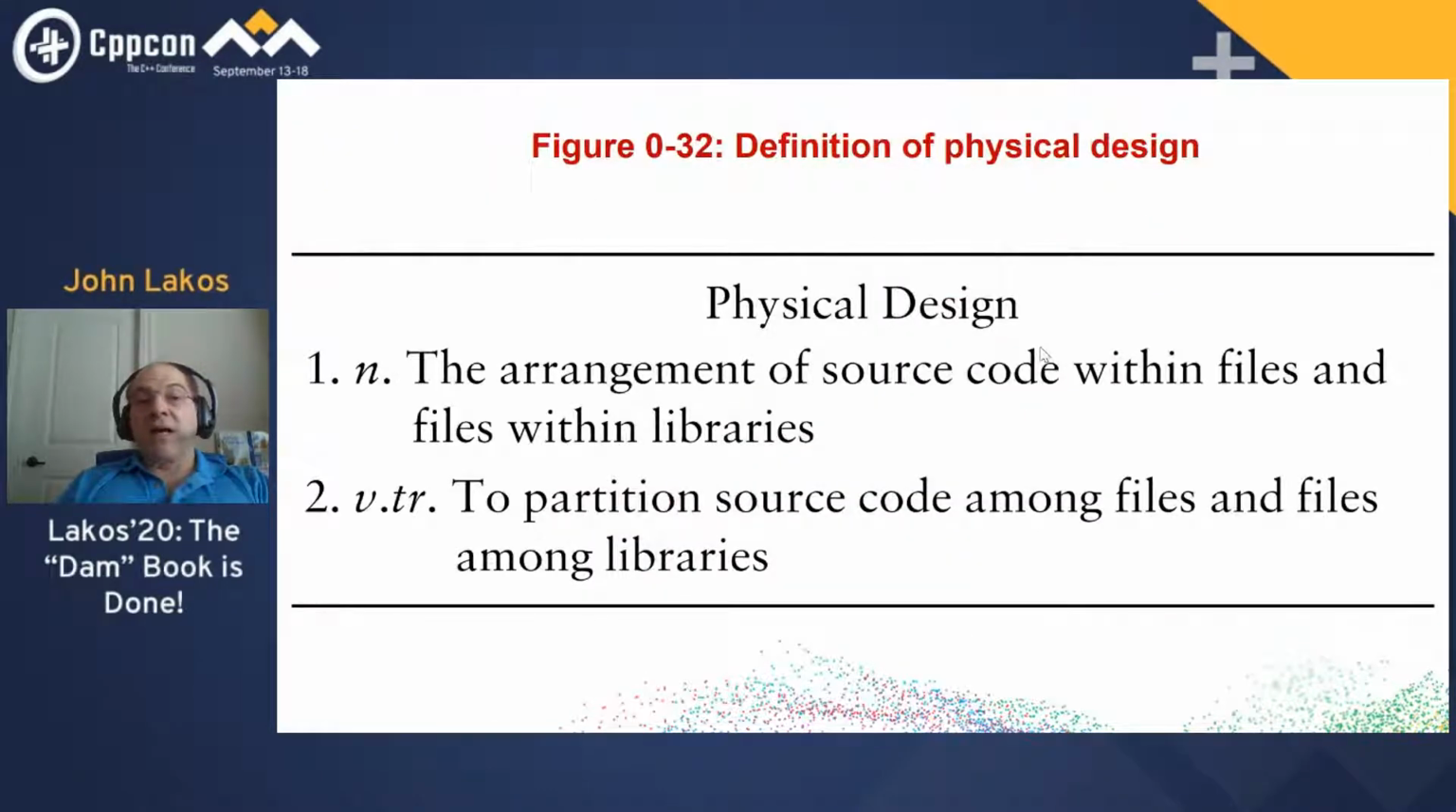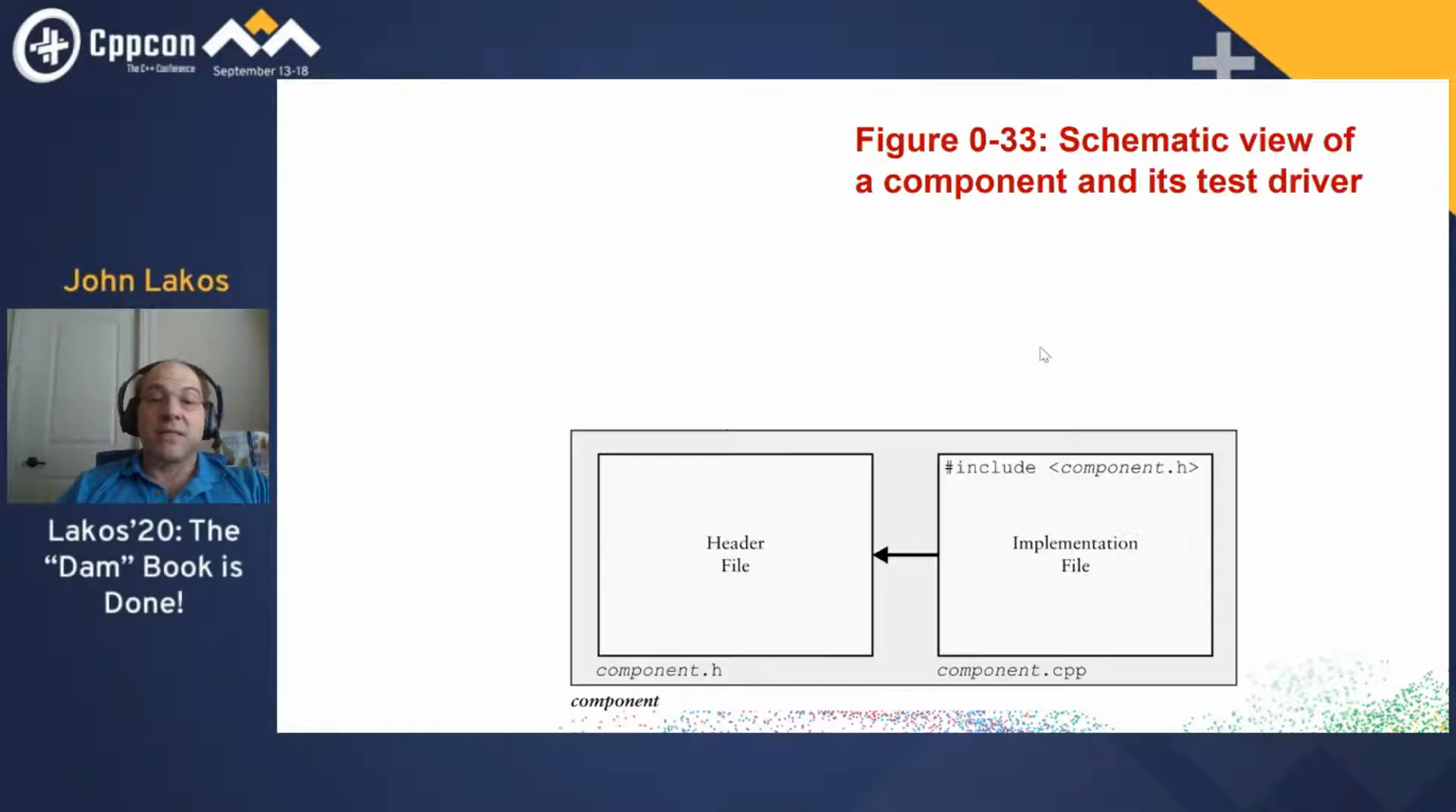So what is physical design? These are some definitions. The arrangement of source code within files and files within libraries. There's another one: to deliberately partition source code among files and files among libraries in a way that makes good sense, good engineering sense.